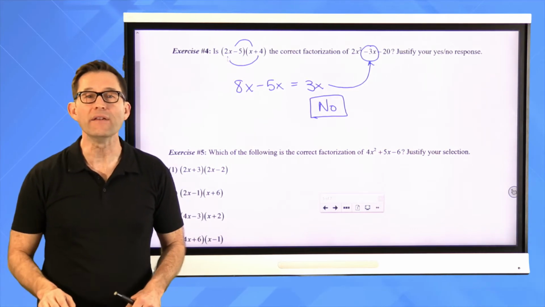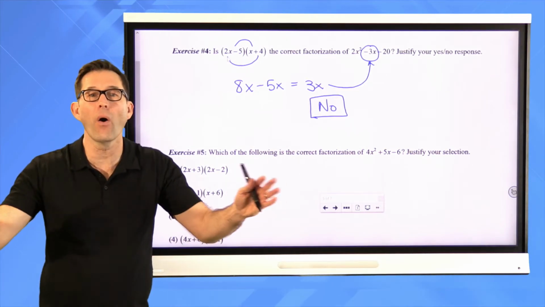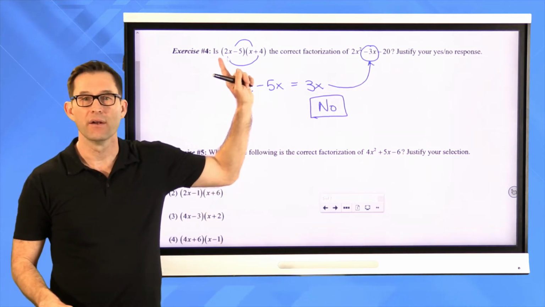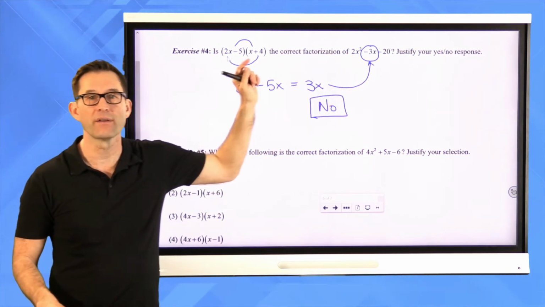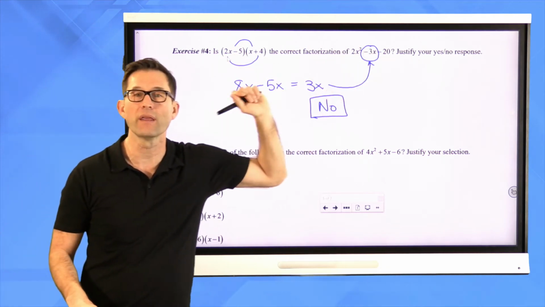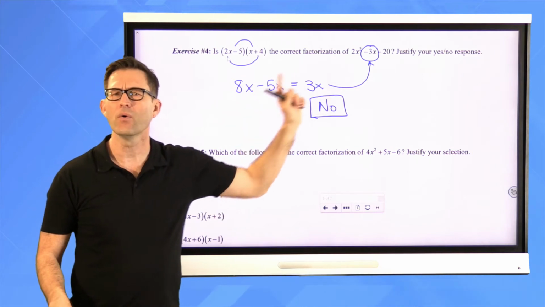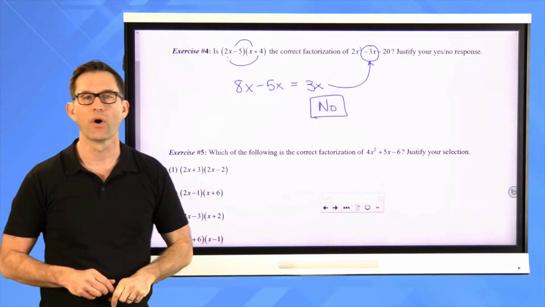I don't need to see if, when I multiply it all the way out, it's equal to this. I just need to check: is this times this equal to 2x squared? Yes. Is this times this equal to negative 20? Yes. Now work through the linear term. Oh, no, that doesn't match, so it's wrong.